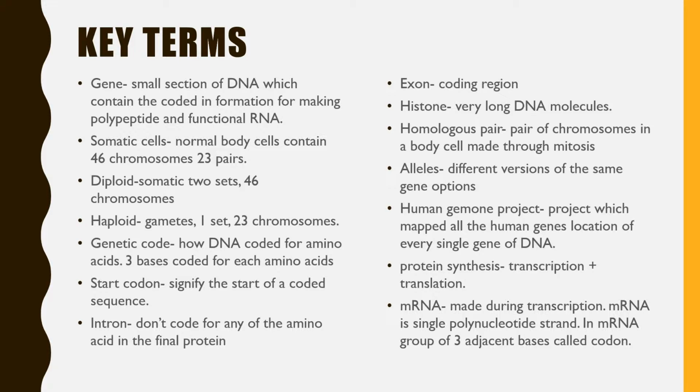Homologous pair: a pair of chromosomes in a body cell made through mitosis. Alleles: different versions of the same gene. Human Genome Project: a project which mapped the location of all the human genes in every single strand of DNA.